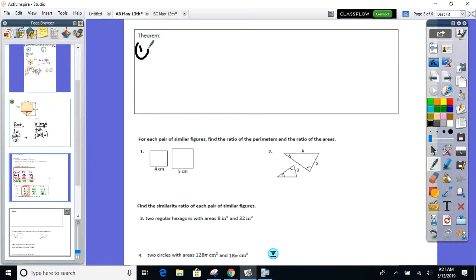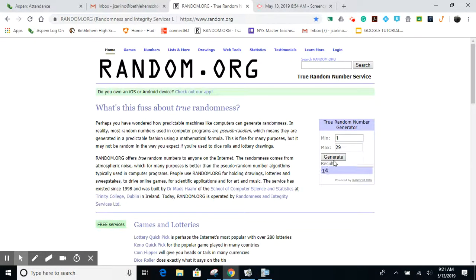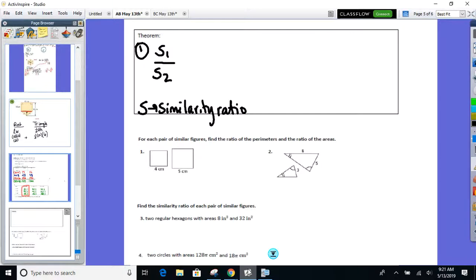Okay, so here's the theorem. Number 1, I'm going to go S1 over S2. The S stands for the similarity ratio. That's the same ratio as, what did we just prove? The similarity ratio is the same ratio as the perimeter. So perimeter 1 over perimeter 2. Those ratios are the same. P for perimeter ratio.